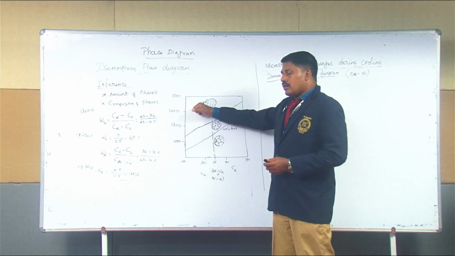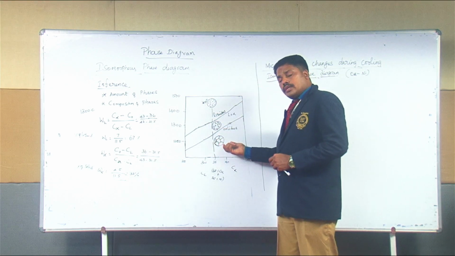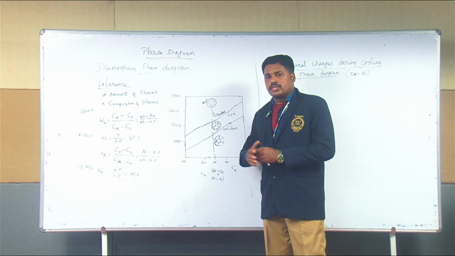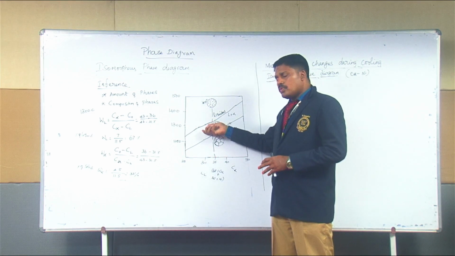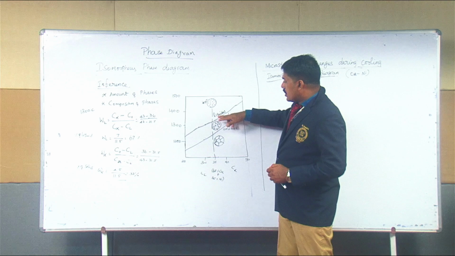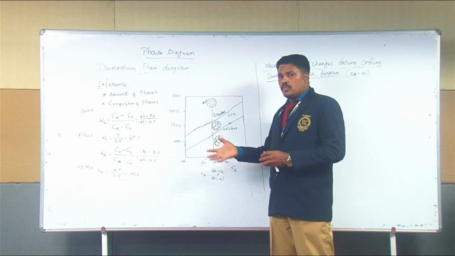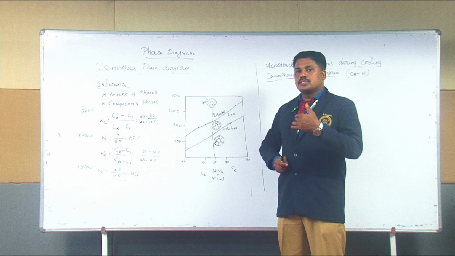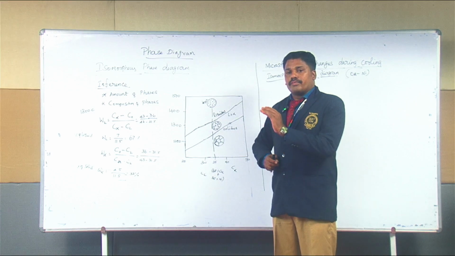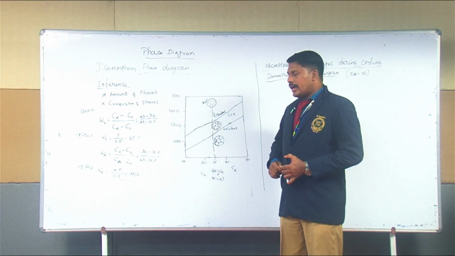In the liquid, all the atoms are in the liquid state, and in the solid state, all the copper and nickel atoms exist in the solid state. Between the two boundaries, that is between the liquidus and solidus, it is called the two-phase region. Within this region, how much solid and how much liquid exist is calculated by using the tie line and lever rule.